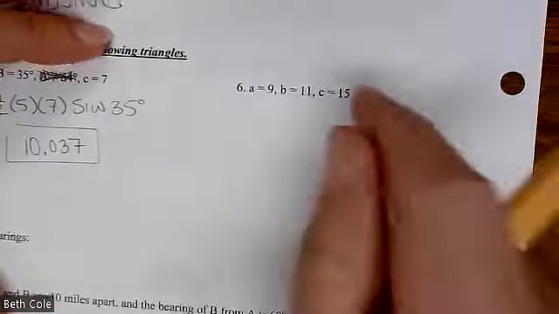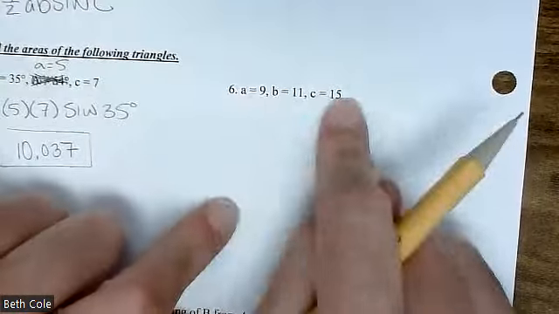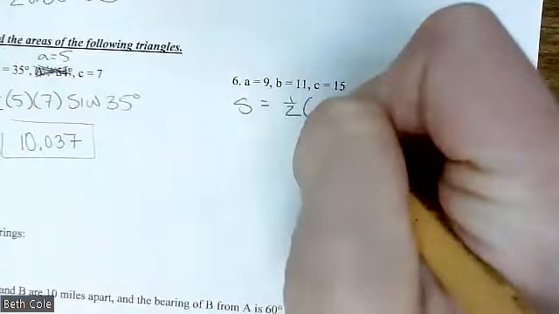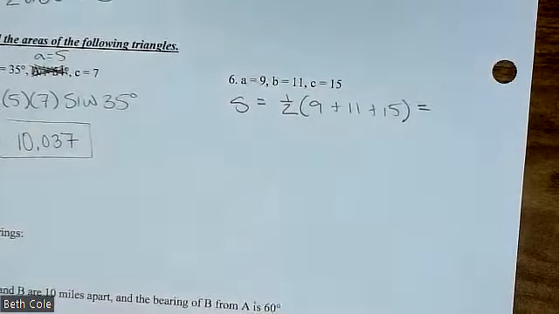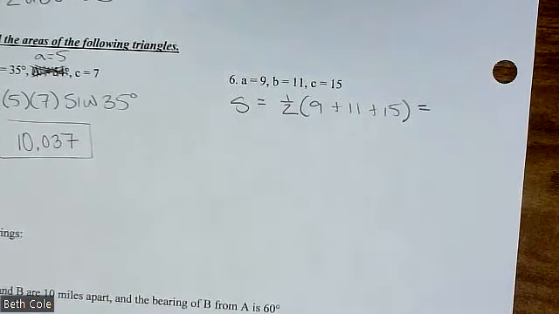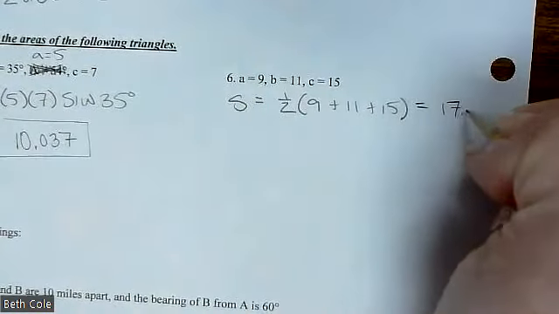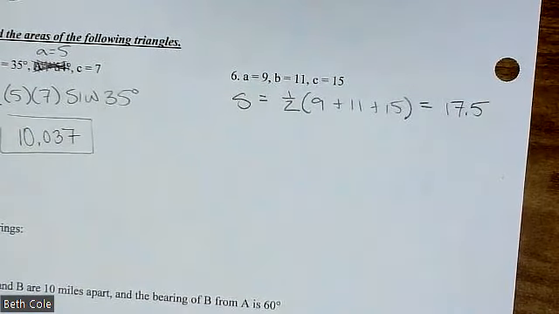All right, and then this one is called Heron's formula. When you have all 3 sides, you find this S value. It's 1/2 A plus B plus C. So you just add them all together and do half of that. So you can type that in and see what you get. I got 17.5.